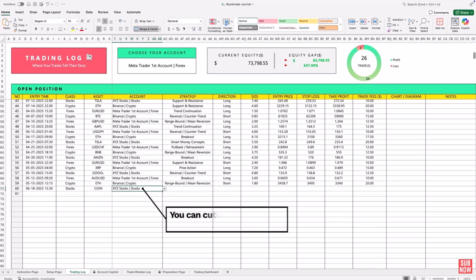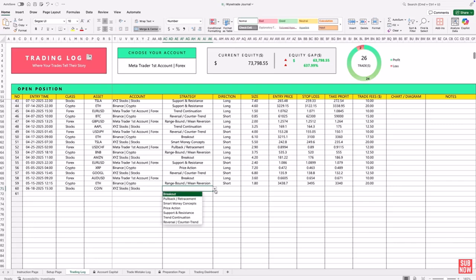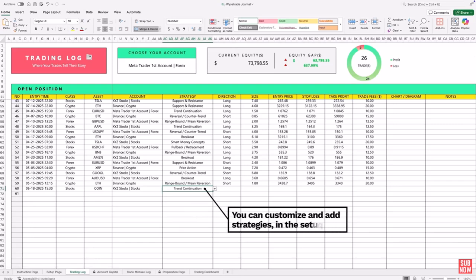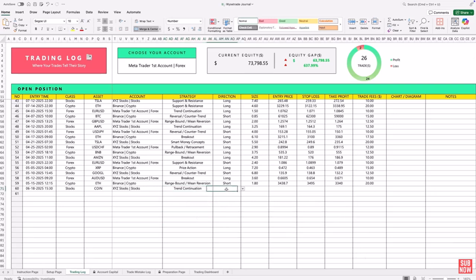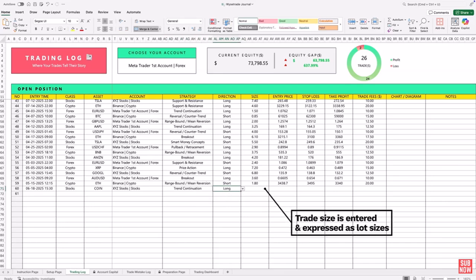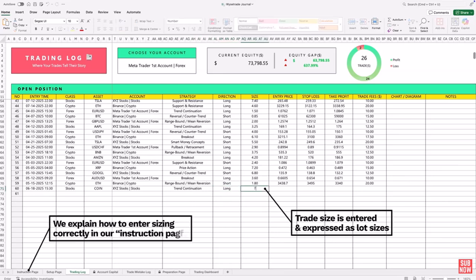You can also customize and add as many different accounts as you want in the setup page. For the strategy section, select trend continuation strategy, since that's the one you used. Again, you can customize whatever strategies you use inside of the setup page. For direction, select long, because it was a long trade. For the trade size, it's expressed as lot sizes. We explain how to enter sizing correctly in our instruction page.